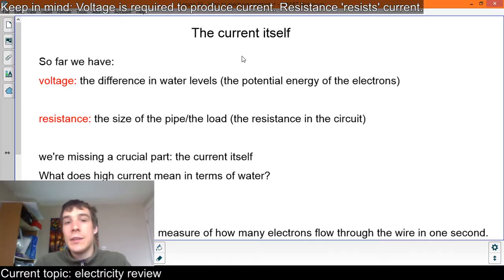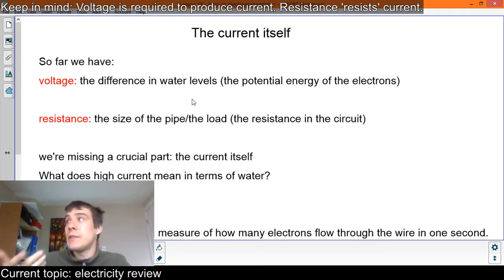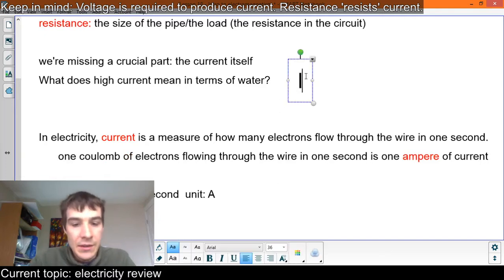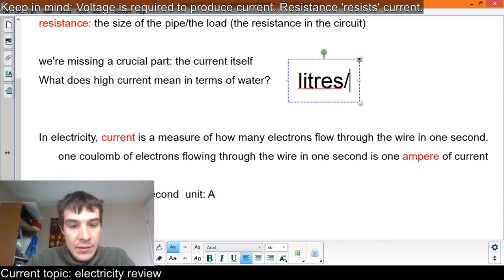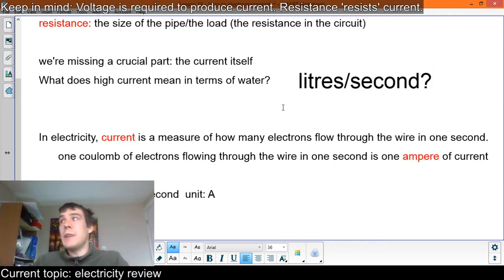Okay, so the current itself. So far we talked about voltage, which is the difference in water levels in our water analogy. It's the potential energy of the electrons, joules per coulomb. We've talked about resistance. I'm going to talk about the unit of resistance in a second. But the last piece is the current. Current for water is maybe liters per second, right? How much amount of water goes by in a second.